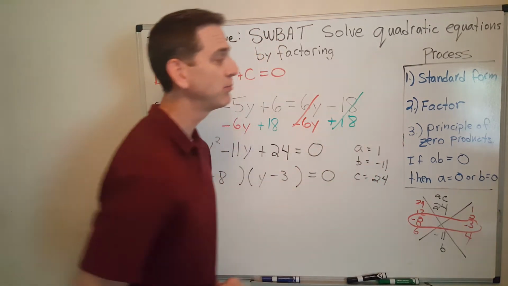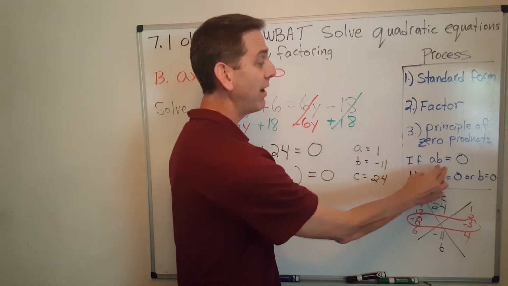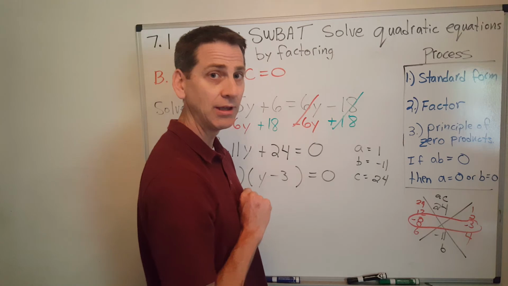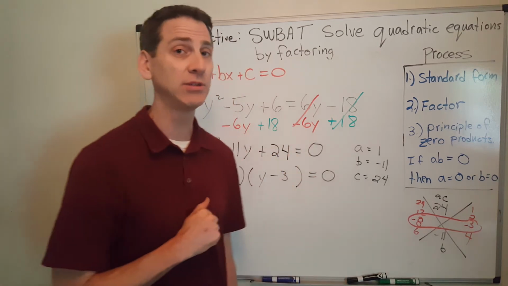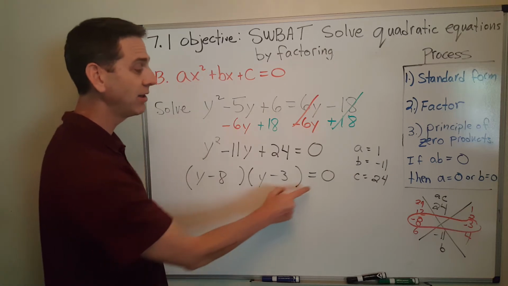Now I move to principle of zero products. Principle of zero products, if you remember, is if I have 2 numbers multiplied together and the result is 0, that means that one of the 2 numbers has to be 0. Okay, do I have 2 numbers multiplied together equaling 0?